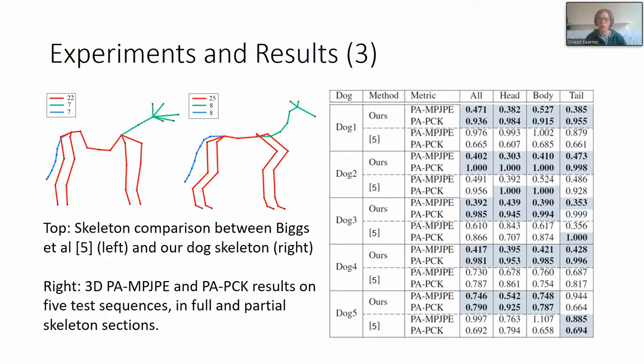We also show on the left the structure of the dog skeletons. Ours is the skeleton on the right-hand side, and we believe that this is much more representative of a biological skeleton of a dog. So we believe this has advantages in itself, in that it much more closely matches a real dog.